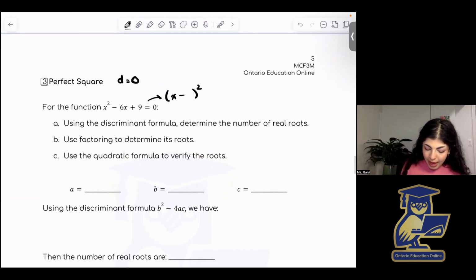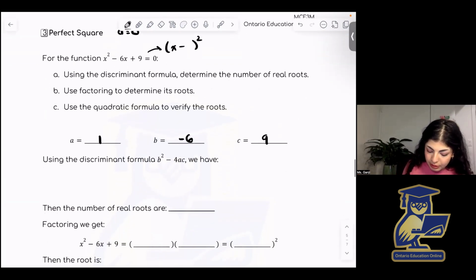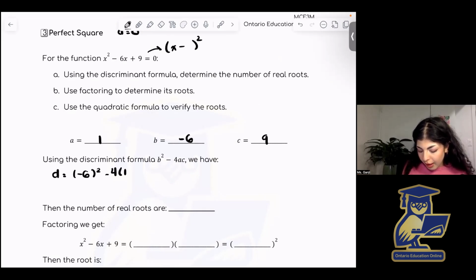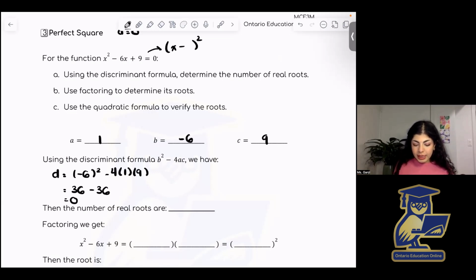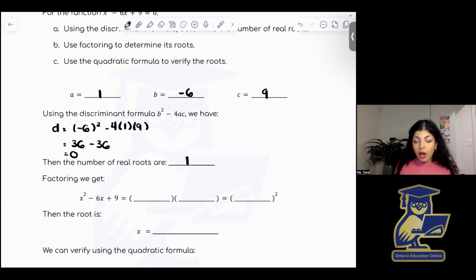So here we have A as 1, B is -6, and C is 9. So the discriminant tells us D is equal to B squared minus 4AC. But 36 minus 36 is equal to 0. And that's exactly what we wanted. So because D is 0, the number of real roots is 1.